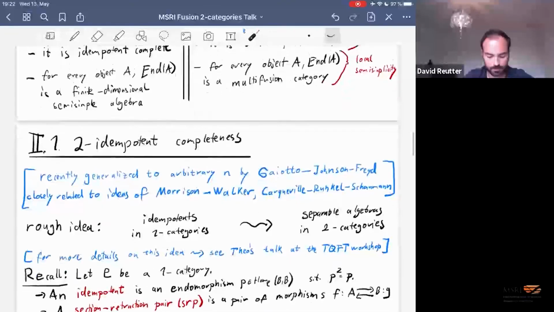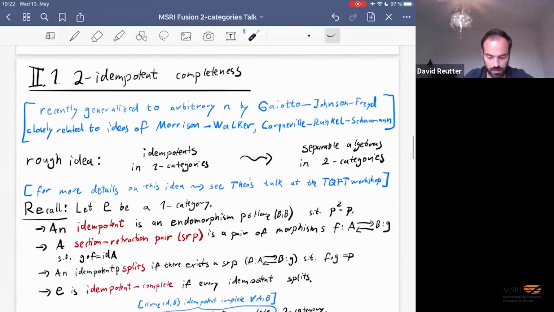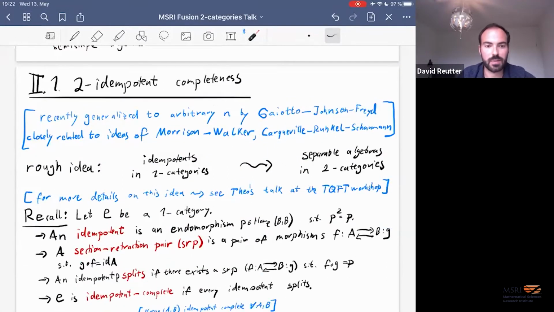So let's say C is a one-category. Let's first recall something which is of course very well known. If C is a one-category, an idempotent is just an endomorphism that squares to itself. A section-retraction pair is a pair of morphisms whose composite in one direction is the identity. And of course, if I compose them the other way around, I get an idempotent. I say that an idempotent splits precisely if it arises in this way, so precisely if there's a section-retraction pair such that the idempotent is the composite of these two. And my one-category is idempotent complete if every idempotent splits.